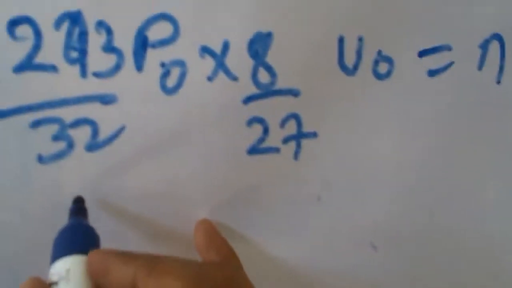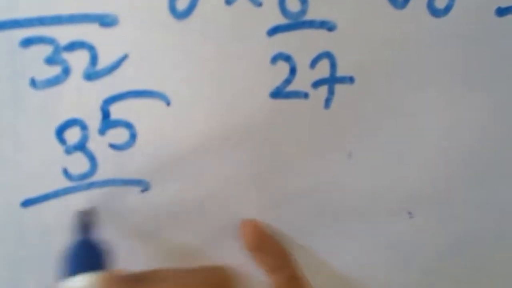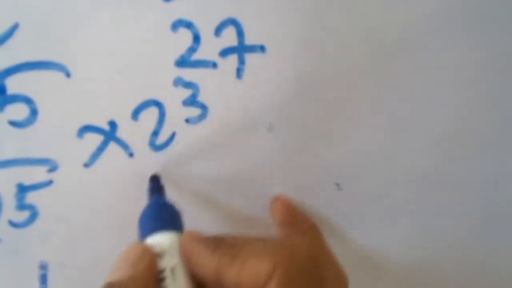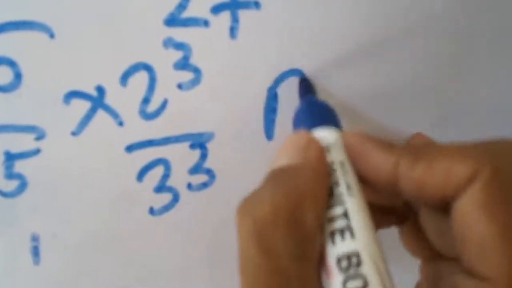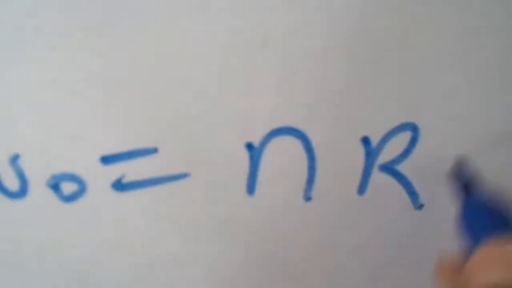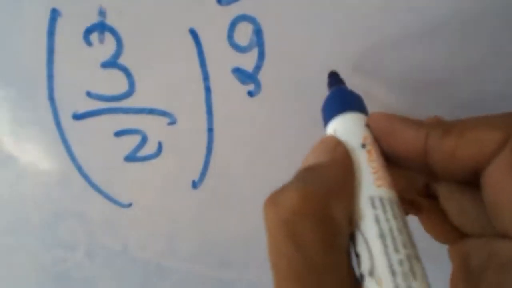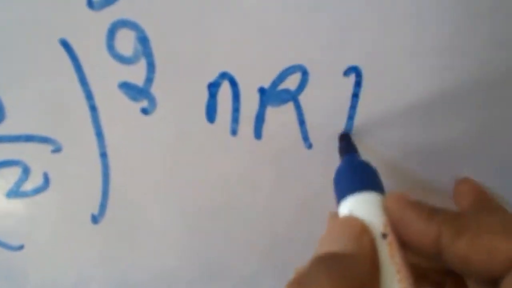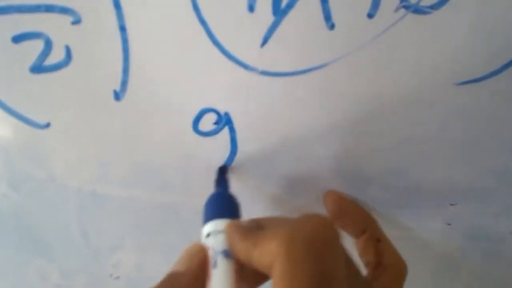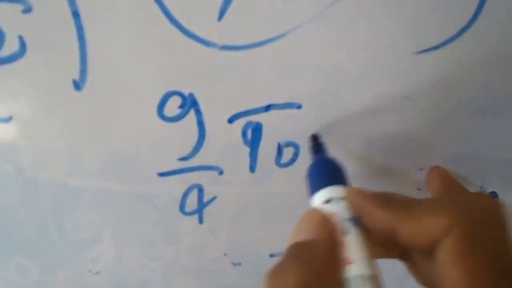If you see it carefully, I can write 3 to the power 5, 2 to the power 5, into 2 to the power 3, divided by 3 to the power 3, P naught V naught. This is equal to nRT. It becomes 3 by 2 to the power 2 into P naught V naught, equal to nRT naught, because in the question the initial temperature is T naught. Because the number of moles is constant, all things being closed, 9 by 4 T naught is equal to T2.